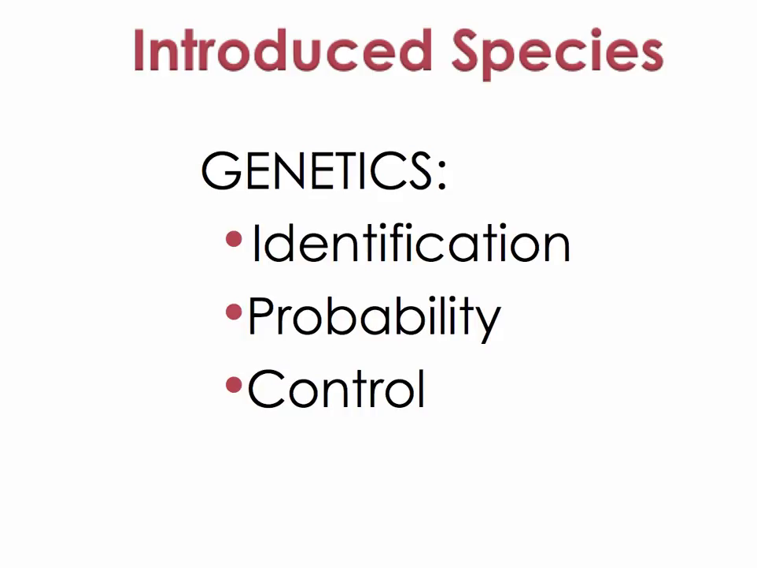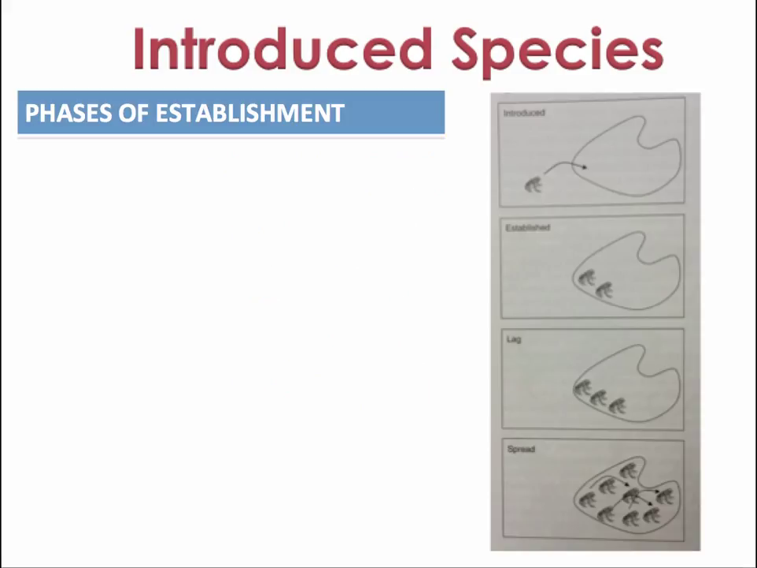So genetics is relevant to introduced and invasive species in several different ways. The first one is genetics can be used to help identify source populations of where invasive species came from. Genetics can also be important in determining the probability that a species will become invasive. And genetics can be one tool that can be used in the control of invasive species.